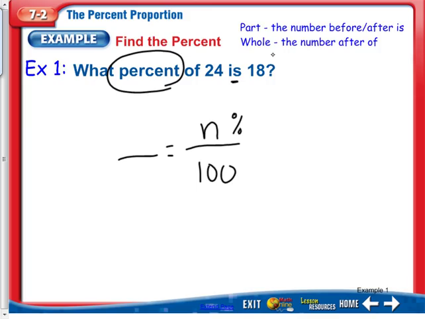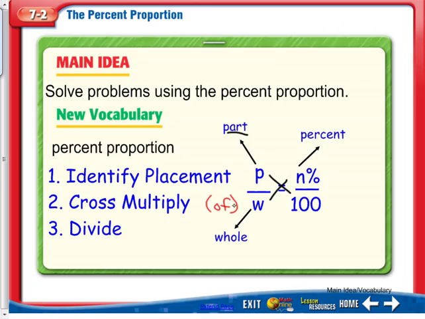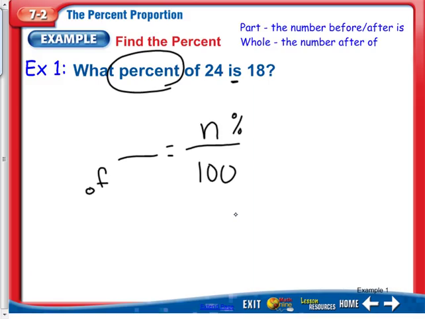Okay, now whole number, I actually like it if we write the word of right there every single time. If you look at our example, notice the word of is right here. Whenever you see the word of, okay, the number after of is always your whole. So of 24 and is 18, so 18 is going to go on the top. All right, so now we have our placement identified. And now this is called a proportion. What we're saying is that this ratio or this fraction is equal to this fraction.